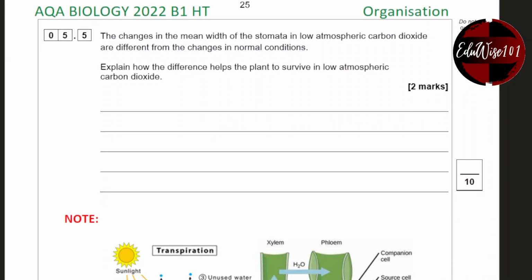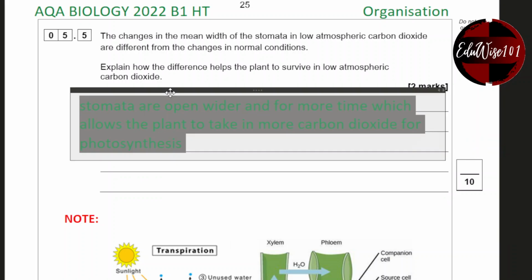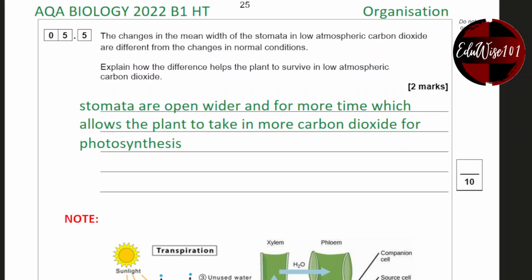So, explain how the difference helps the plant to survive. Stomata are open wider and for more time, which allows the plant to take in more carbon dioxide for photosynthesis.